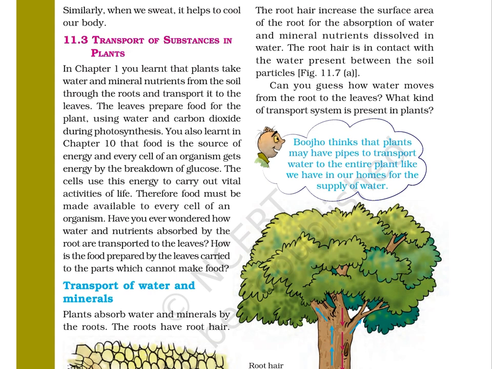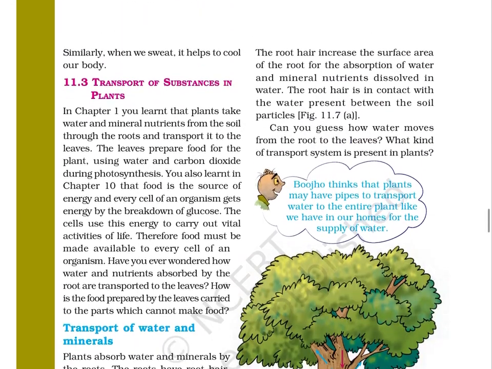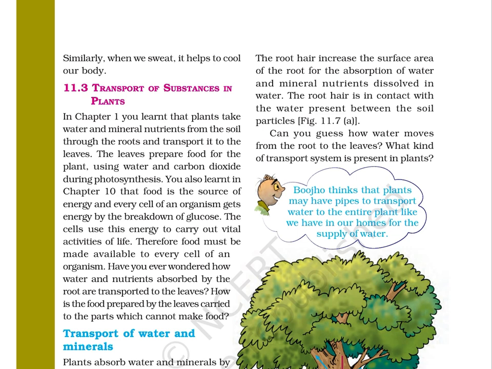Have you ever wondered how water and nutrients absorbed by the root are transported to the leaves? How is the food prepared by the leaves carried to the parts which cannot make food? Transport of water and minerals. Plants absorb water and minerals by their roots. The roots have root hair. The root hair increase the surface area of the root for the absorption of water and mineral nutrients dissolved in water. The root hair is in contact with the water present between the soil particles.